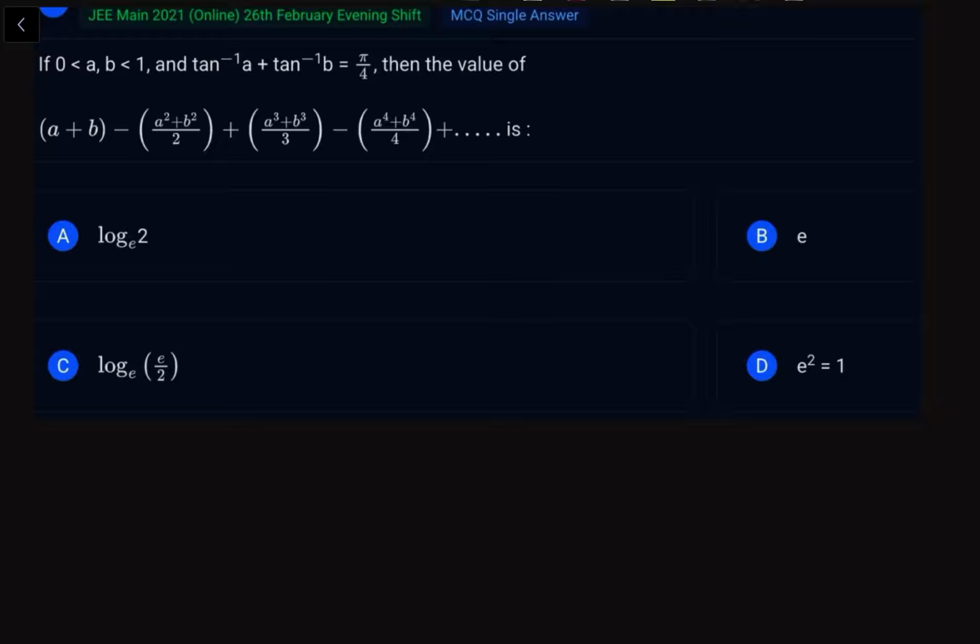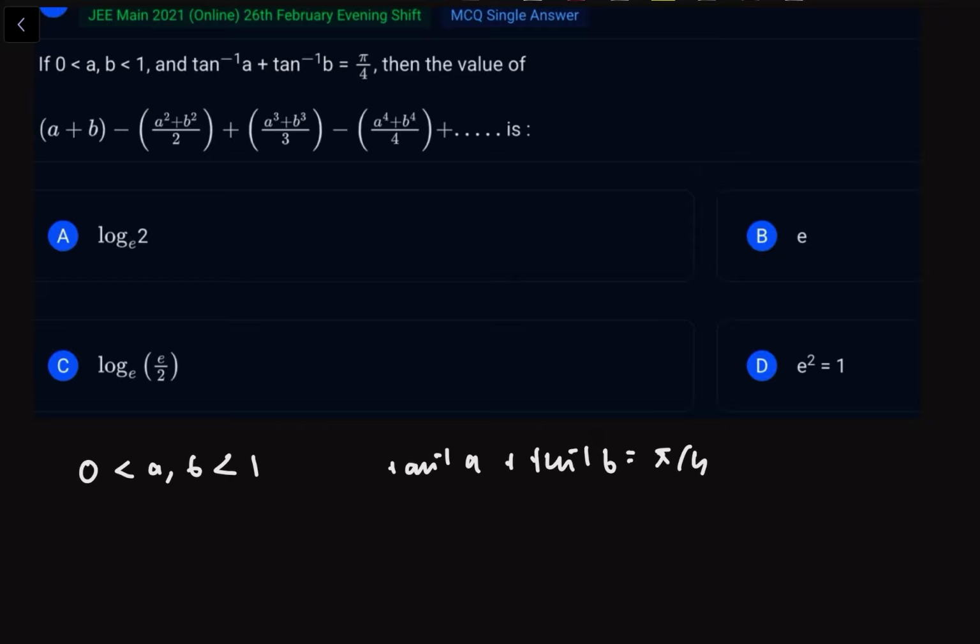Today we're going to be solving a question from JEE Mains 2021, and it's right in front of you all. So, principally, if you look at this question, you've got some a and b which are greater than 0 and less than 1, and tan inverse of a plus tan inverse of b is equal to pi by 4, which makes sense, right? Because since a and b are both less than 1, tan inverse of a and tan inverse of b will both be less than pi by 4 each, and they can sum up to pi by 4 as a result.